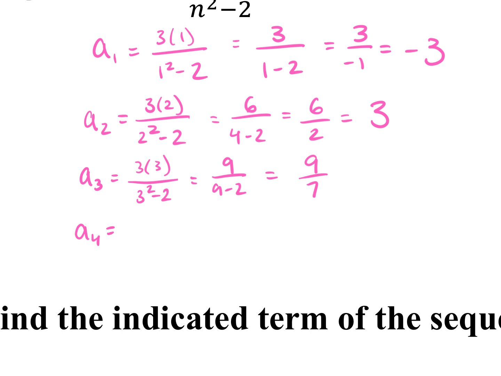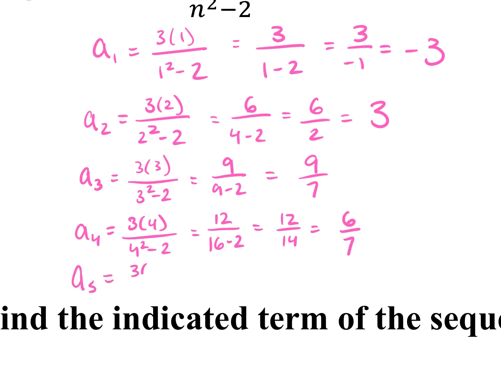Fourth term, we're going to plug in 4. So 3 times 4 over 4 squared minus 2. This would be 12 over 16 minus 2. So 12 over 14, which simplifies to what? 6 over 7. And then our fifth term, we're going to plug in 5. So 3 times 5 over 5 squared minus 2. So 15 over 25 minus 2, which would be 15 over 23. We can't simplify that. So these would be our first 5 terms.